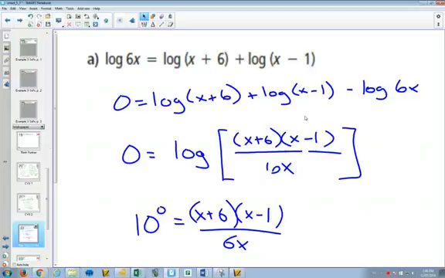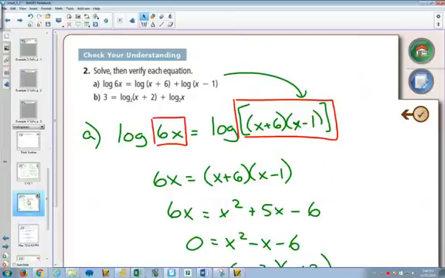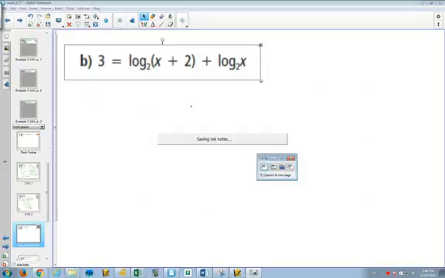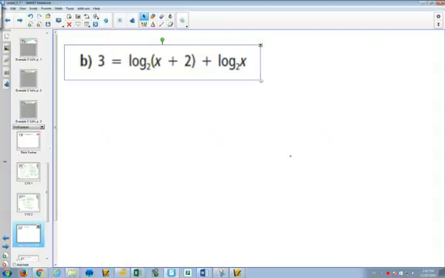Okay, and from there it would be the same. So I'm not going to solve it again because it's exactly the same. Is that okay? So let's look at part B. Okay? Part B.